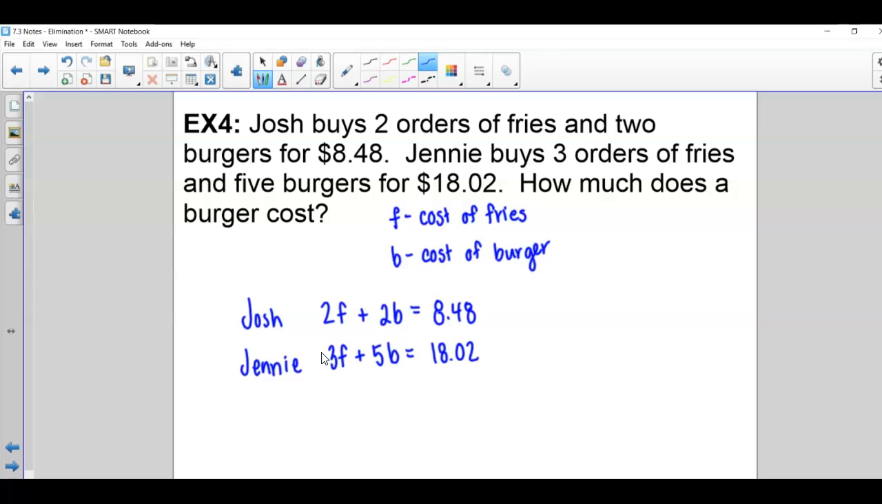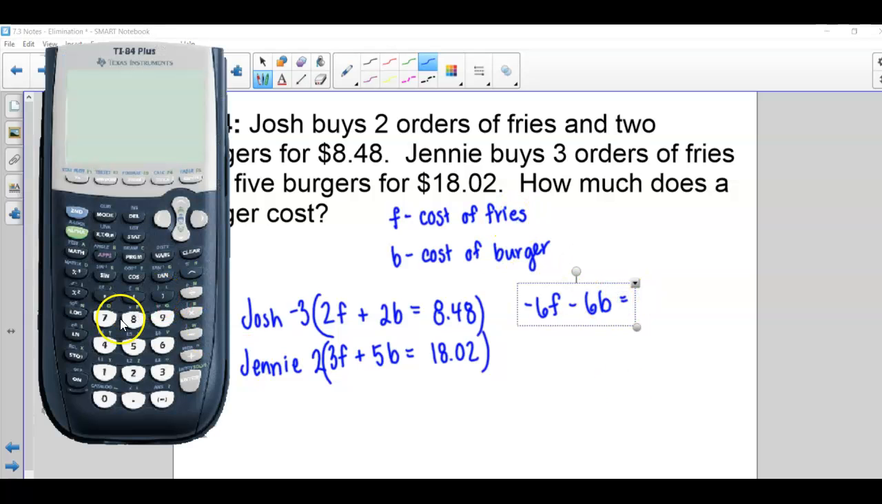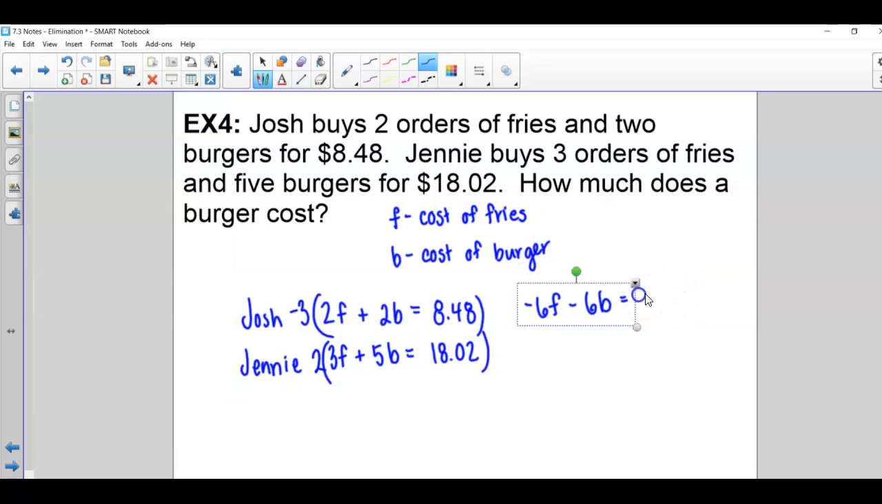Now, Julie, right now, they do not cancel. And there's nothing I can multiply 2 by that'll give me -3. So I'm going to have to multiply both of these equations. So what would we multiply? Okay, -3 on top, and then on the bottom, +2. Okay, and if you put the negative in the bottom instead of the top, doesn't matter there, but we'll go with what Julie told us to do here. So we get negative 6f minus 6b equals, we're going to need a calculator for that, 848 times 3. It's going to be negative 25.44.